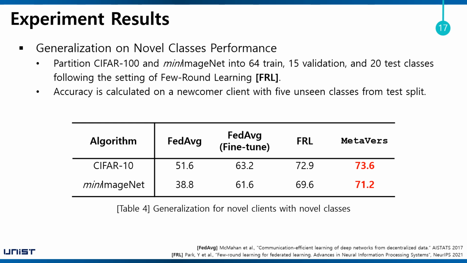To see the generalization on novel classes, we calculated the accuracy on a newcomer with 5 unseen novel classes from the test split, following the setting of federated learning. MetaVers still performs better than other algorithms. MetaVers can respond well to newcomers with novel classes without additional learning.